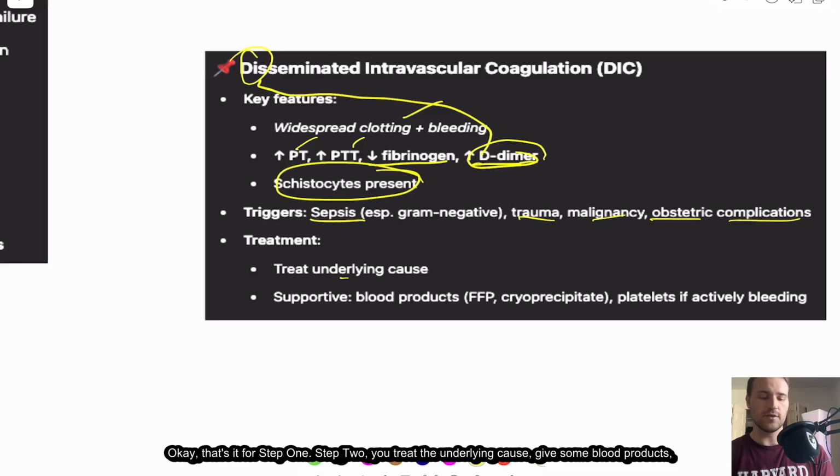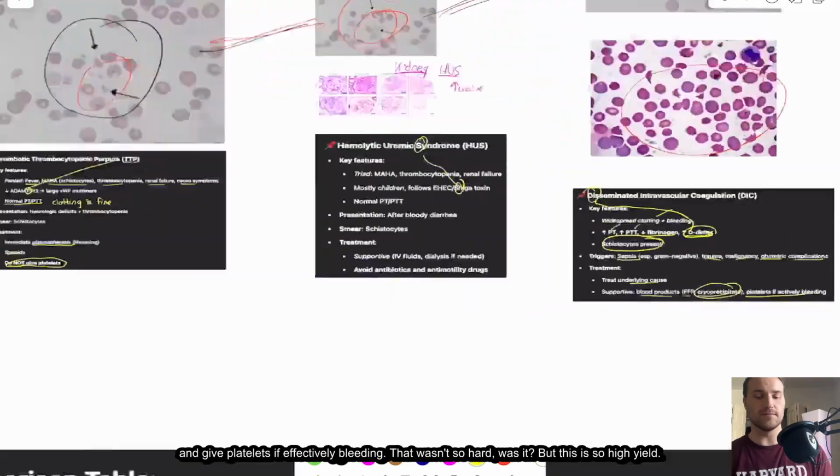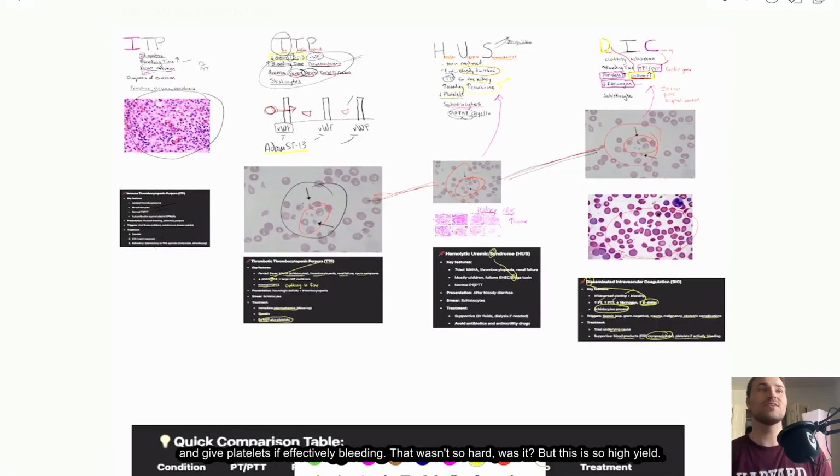Step 2, you treat the underlying cause, give some blood products, FFP, cryoprecipitate. I've actually seen a practice question on that for step 1, and give them platelets if they're actively bleeding. That wasn't so hard, was it? But this is so high yield.